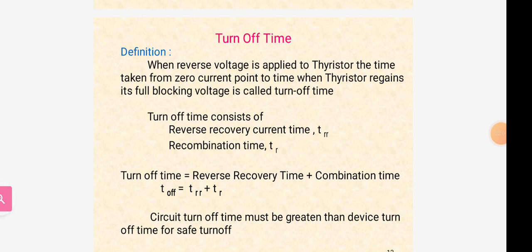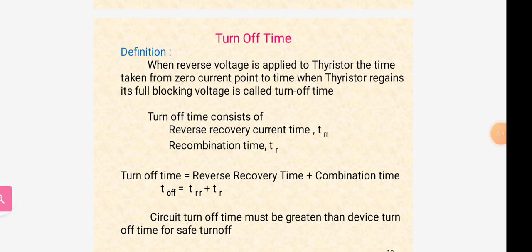It mainly consists of the time for which reverse recovery current flows after the application of reverse voltage, TRR. So when reverse voltage is applied to a thyristor, the time taken from the zero current point to the time when the thyristor regains its full blocking voltage is called the turn off time.